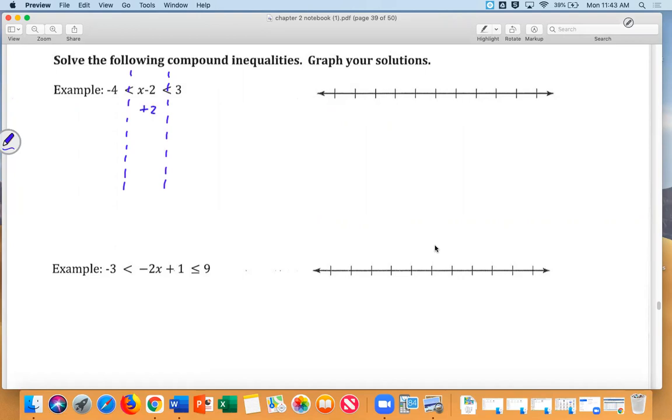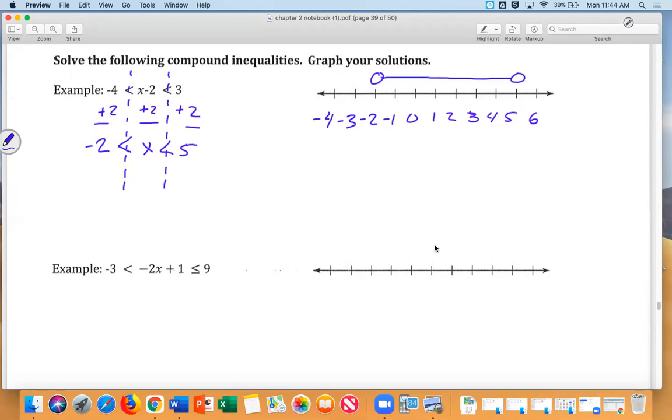So I'm going to add 2. Why am I adding 2? Well, I'm going to add 2 because it says x minus 2. So I'm really focusing on what's happening with the x. So in order to undo a minus 2, I'm going to add 2. And that's going to give me negative 2 is less than x, which is less than 5. So up here, I need to have negative 2 and 5 on here. So I'm going to do negative 4, negative 3, negative 2, negative 1, 0, 1, 2, 3, 4, 5, and 6. So at negative 2, I'm going to have an open circle. And at 5, I'm going to have an open circle. And I shade in between because it's an and inequality.